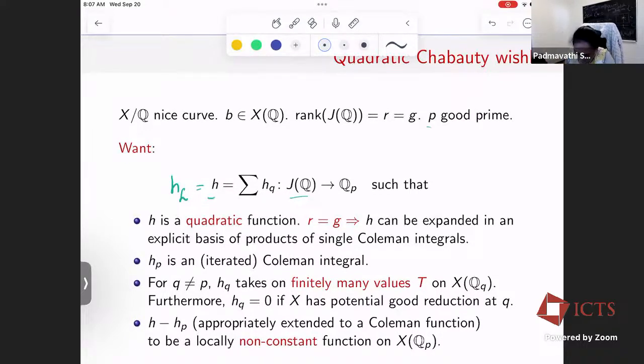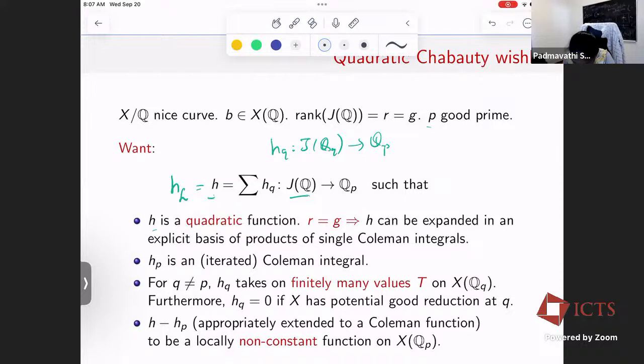You should be thinking of some kind of height function that comes with a local decomposition, a sum over all primes. These local functions are functions on the set of Q-points on the Jacobian. But it's not any old function, it's a function with some nice properties. You want this global function H to be a quadratic function on this abelian group J(Q), right?